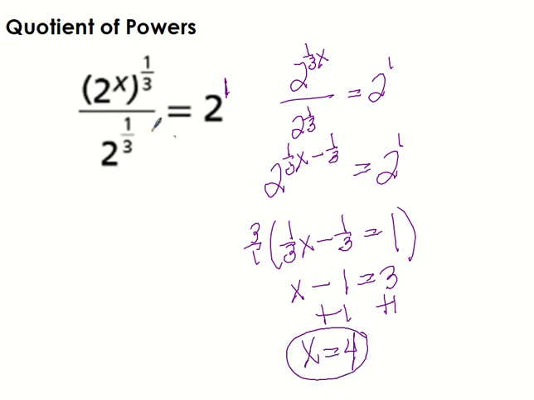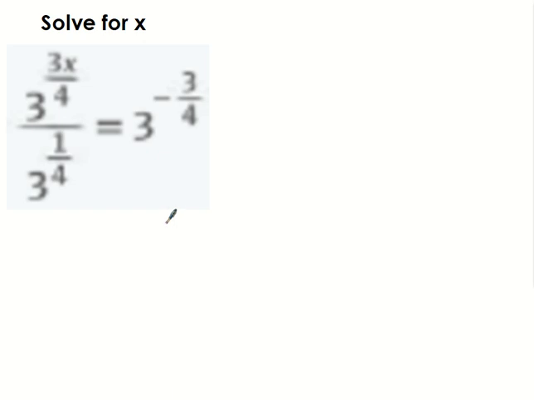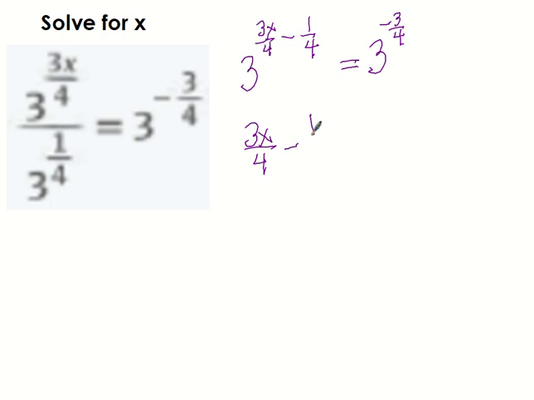So it probably looked a little concerning because of all these fractions, but if you notice, once you remove the fraction, it becomes pretty simple. Alrighty, we don't have to use product powers, we're just going to use quotient of powers. So it says, since these are the same bases, I'm going to subtract. So it's going to become 3 raised to the 3x over 4 minus 1/4, and that's going to equal 3 to the negative 3/4. So now they have common bases, so I'm just going to set these equal to each other. 3x over 4 minus 1/4 equals negative 3/4.